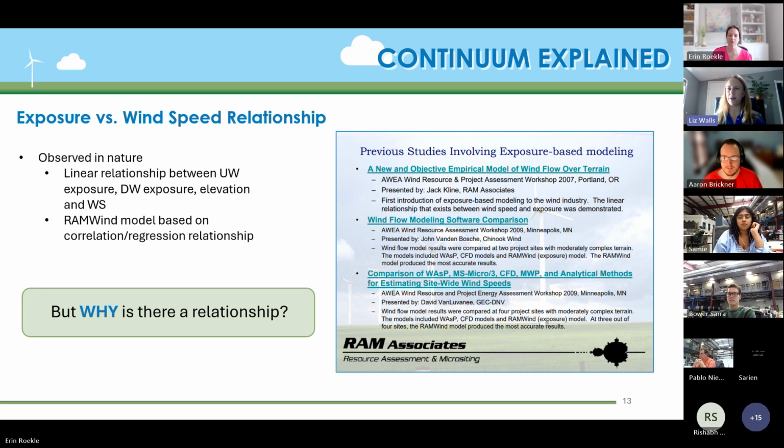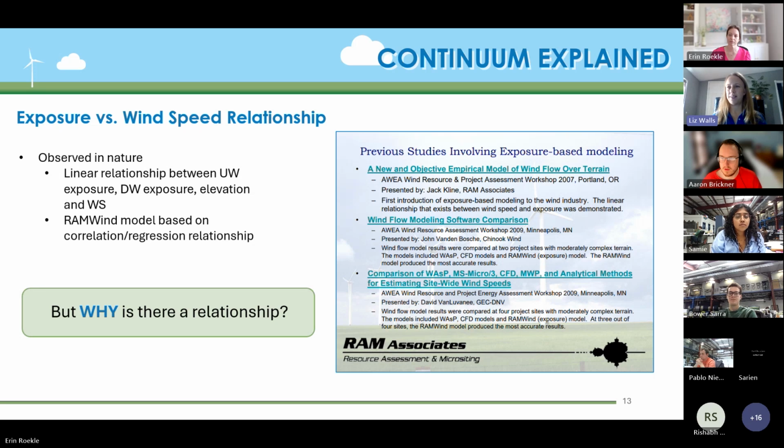So we've been talking a lot about terrain exposure, but you might be wondering, how does this tie into the wind flow model? Why does the exposure matter? Well, it turns out that there exists this linear relationship in nature between wind speed and exposure. And it was Jack Klein, who I believe is on the call, who was the first one to observe that this relationship exists in nature. Again, this linear relationship between exposure and wind speed. And this goes back to 2007, the first time that Jack introduced this concept of exposure-based modeling to the wind industry and demonstrated this linear relationship that exists in nature.